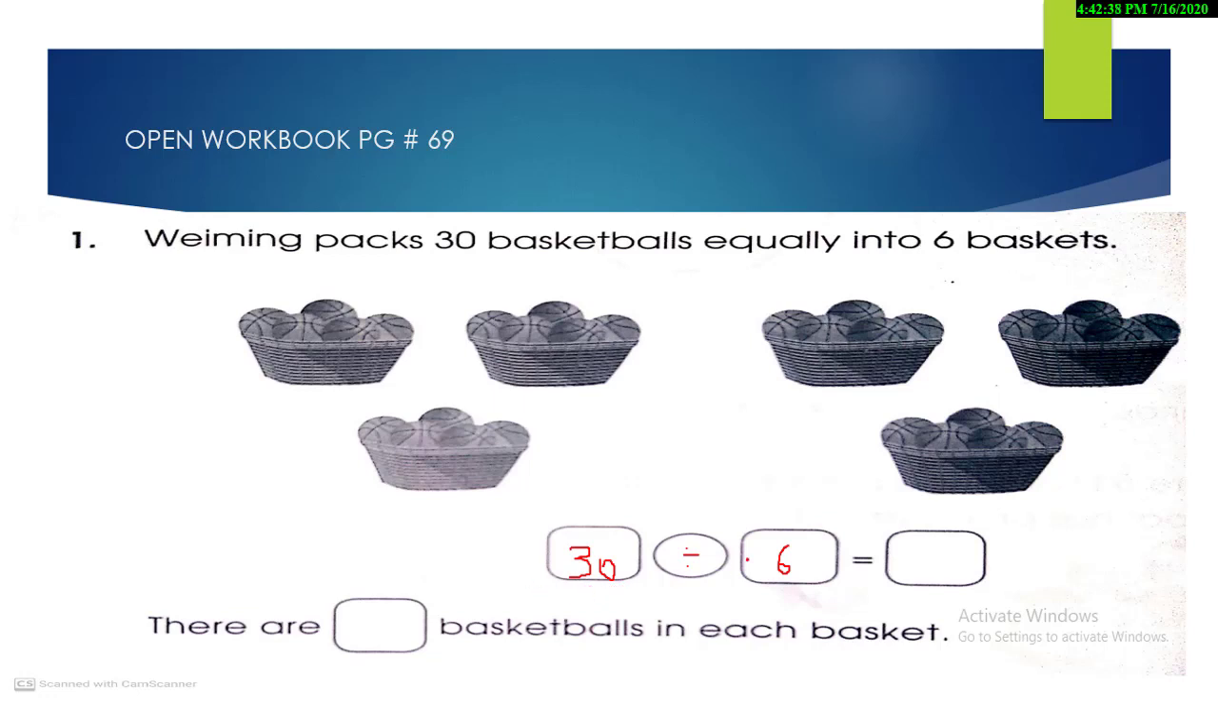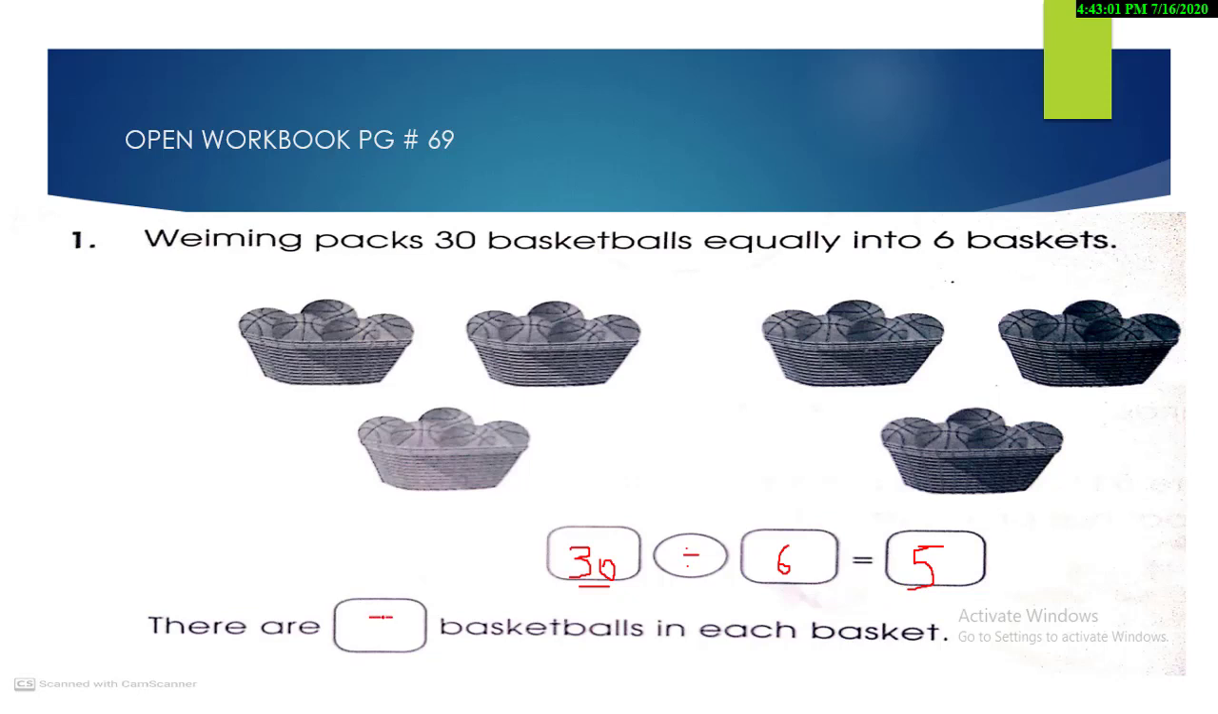So let's start reading the 6 times table. 6 ones are 6, 6 twos are 12, 6 threes are 18, 6 fours are 24, 6 fives are 30. Okay, we find this number 30. At what place does it come? It comes at 5. 6 fives are 30. So this is your answer.